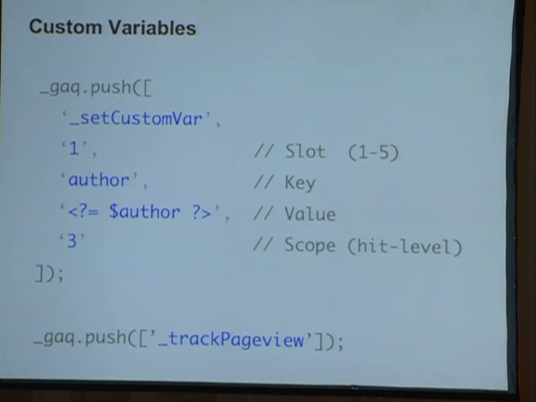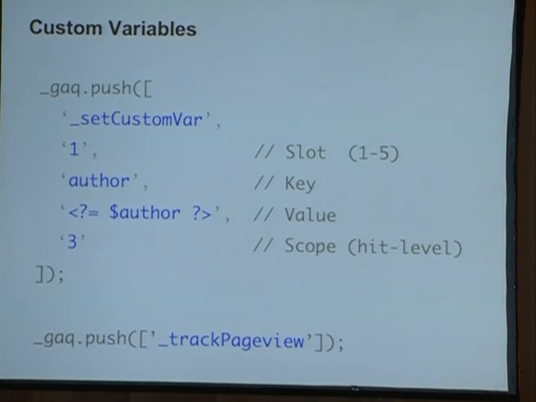Since this is a page view, which we said was a hit level earlier, here we're saying 3 is a hit level, and now for all the pages, we'll be able to attribute the author to them. Now, when you set this custom variable, you actually set it in memory. You don't send it to analytics, so you have to call track pageview for the data to be sent to analytics. So now this pageview has the information about the author.